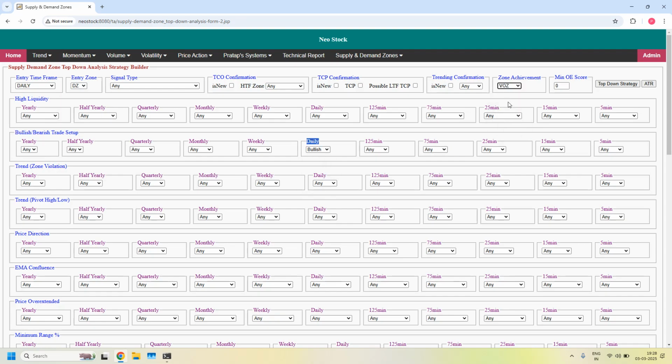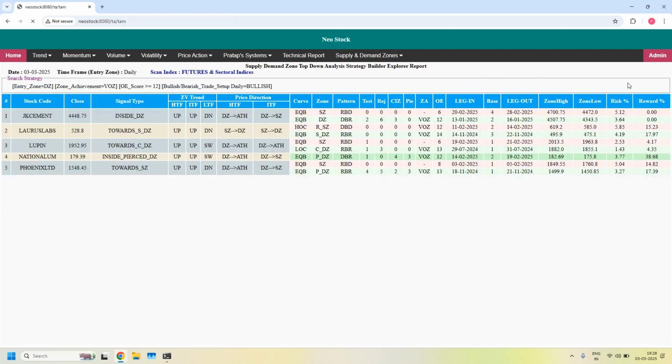Zone achievement should be violated opposing zone. Minimum odd enhancer score should be 12. With these filters we got 5 stocks. These 5 stocks are supporting bullish trade setup for monthly income trade. Entry time frame zones are daily demand zones. All these are all daily demand zones.